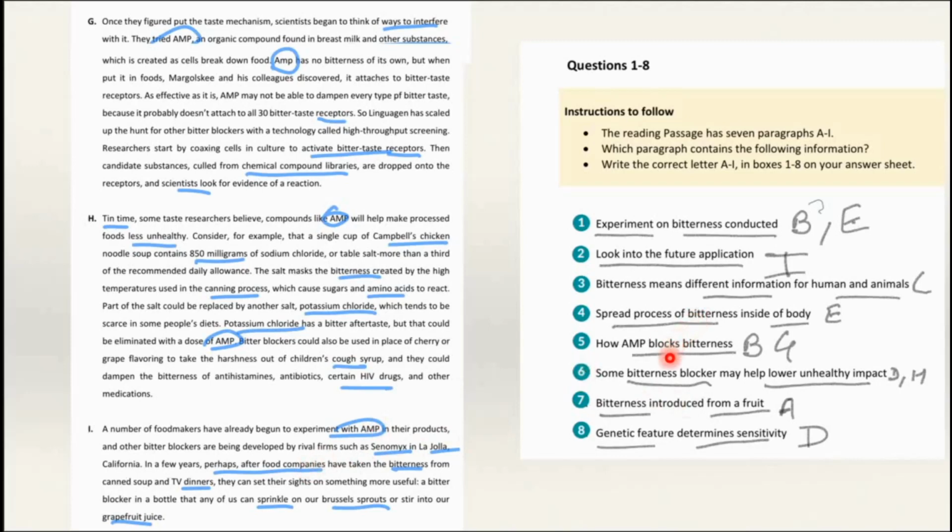6th: some bitterness blockers may help lower unhealthy impacts. No. Bitterness introduced from a fruit. No, we didn't have fruit here. We just have grapefruit juice here. Genetic feature determines sensitivity. No, they don't talk about genetics here at all.